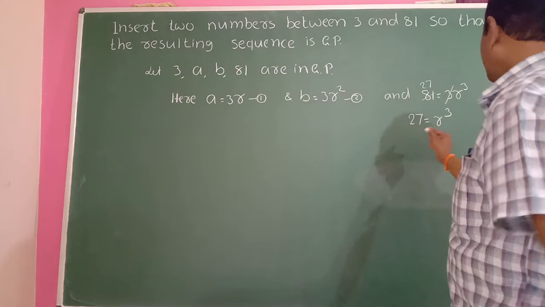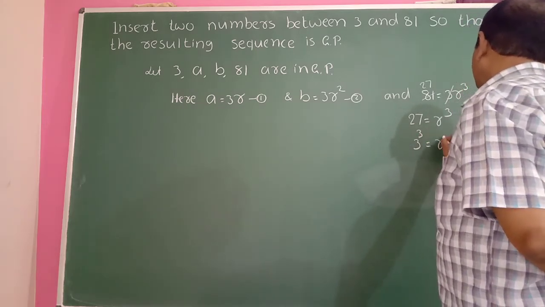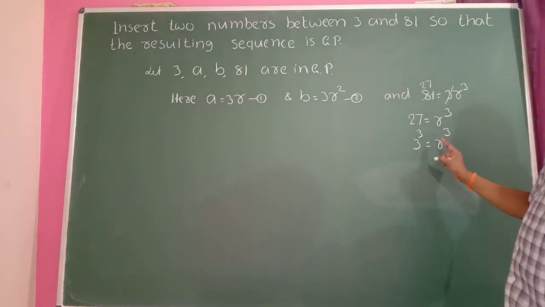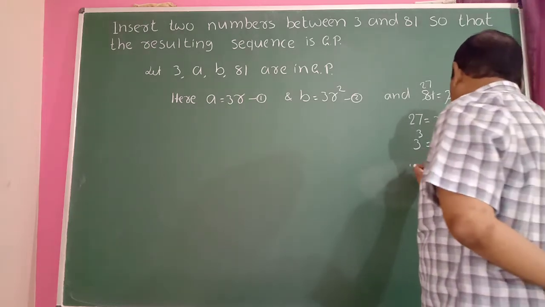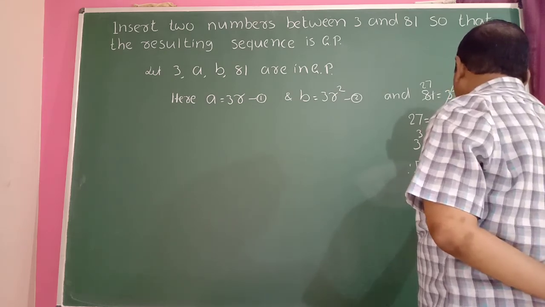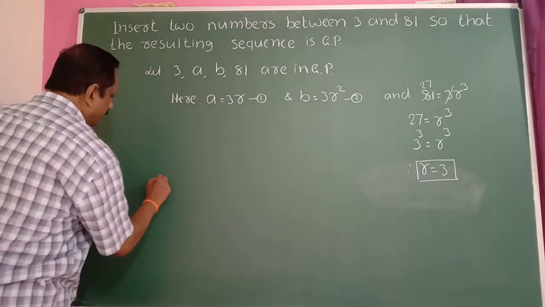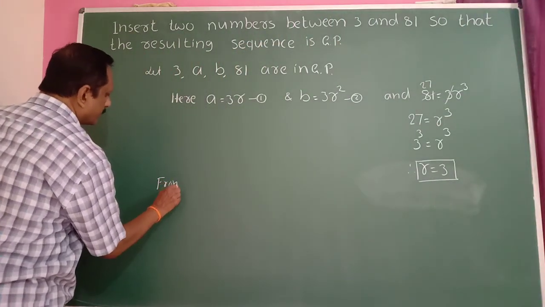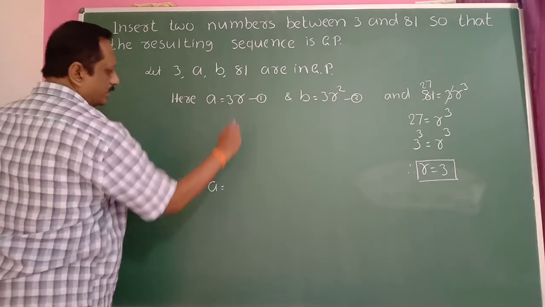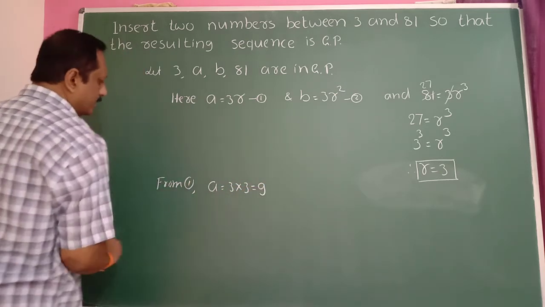Therefore, 27 can be written as 3 cube here. 3 cube is equal to r cube. Here exponents are same here. Therefore, equate the base. Therefore, r is equal to 3 here. So, the value of r is 3. Therefore, from 1 here, okay, from 1, a is equal to 3 into r. 3 into 3 is equal to 9 here.